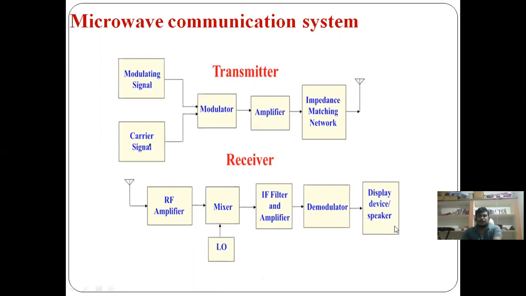If you are finding the target range, you need some displays, or if you are transmitting voice signals, we require speakers. In radar, we generally use displays: A-type, O-type, P-type, B-type, and C-type. We have different types of displays for different applications.